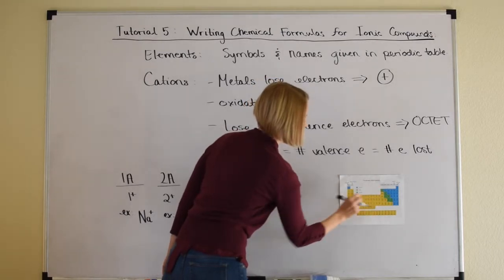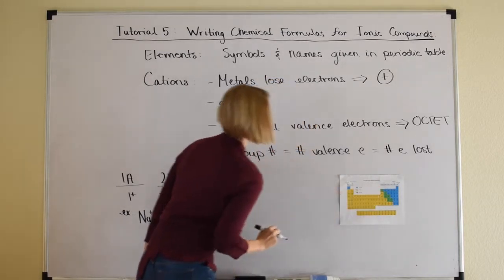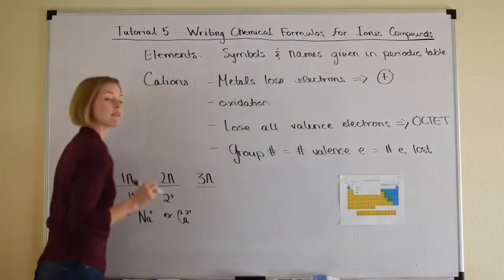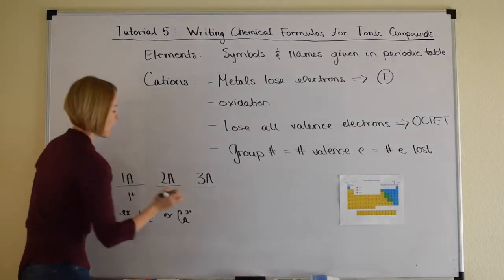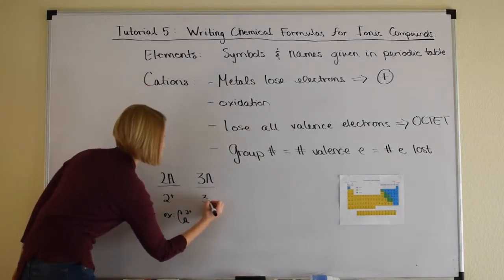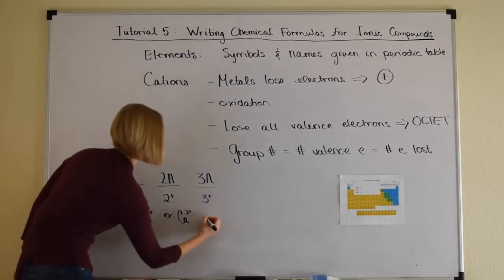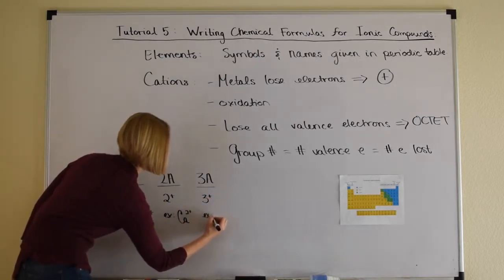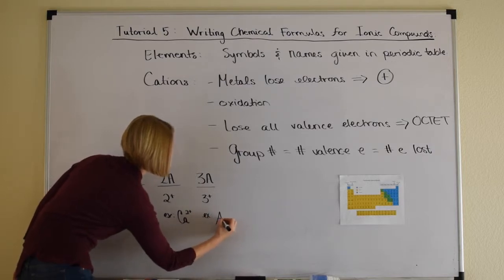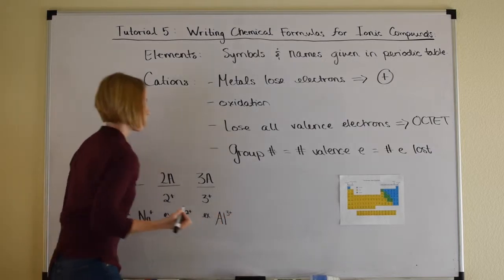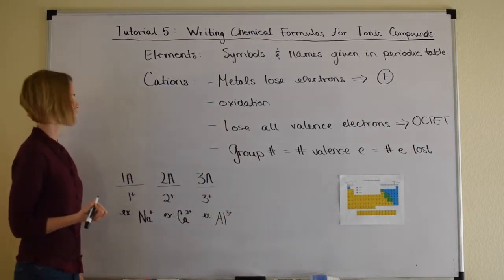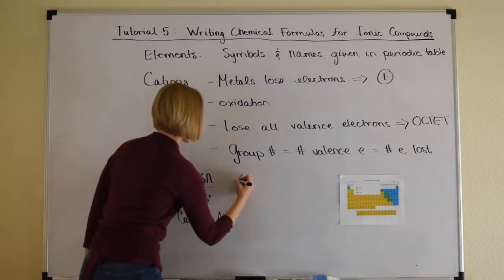Okay. Group 3A, the elements in group 3A, remember we're just focusing on the main group elements here. In group 3A, the metals all have 3 valence electrons, and so they lose all 3 to obtain a 3 plus charge. For an example, let's use aluminum. So a metal in group 3A, aluminum, with a 3 plus charge.